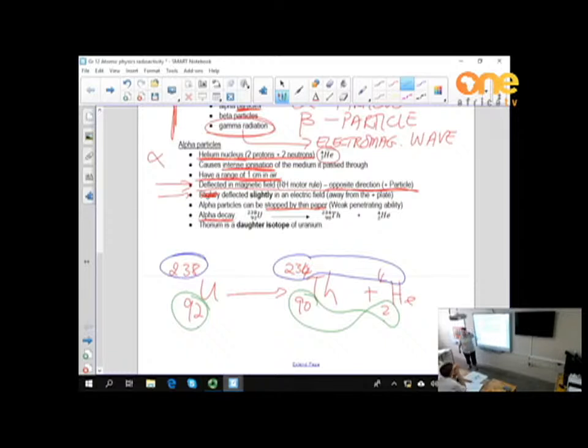And because thorium is the first product in the radioactive decay from uranium, I will call thorium a daughter isotope of uranium. Yes. They're both metals. Thorium is also radioactive. It will undergo further alpha decay. It keeps doing this till you end up with lead.